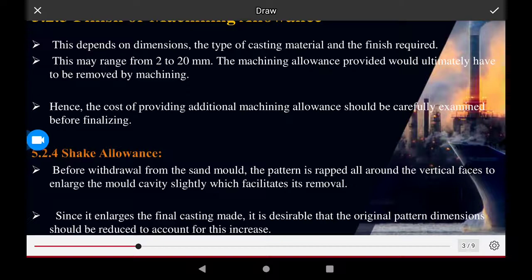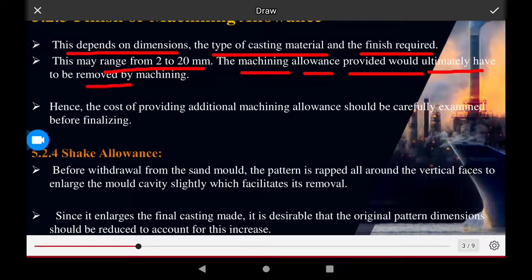In this operation, the dimensions of the casting material require finishing, so a machining allowance is provided on the casting. The cost of providing the additional machining allowance should be considered very carefully. Shrinkage allowance.